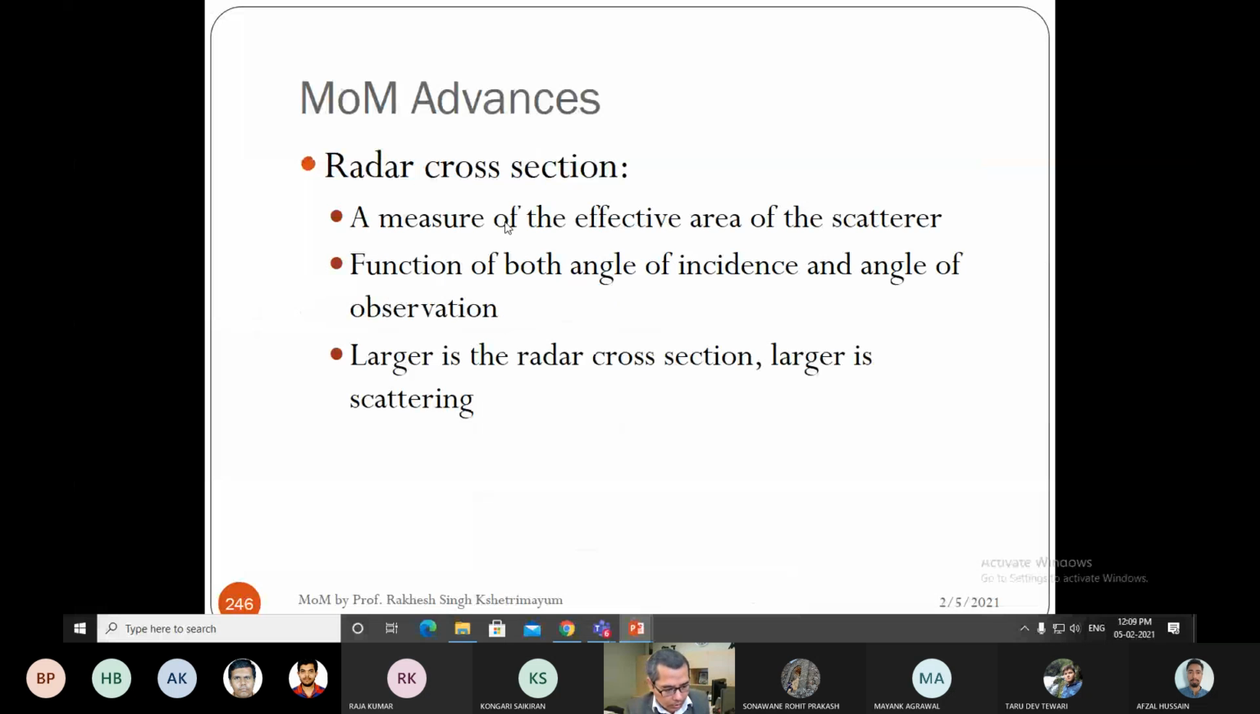So we'll discuss the radar cross section. I started yesterday. It's basically a measure of the effective area of the scatterer. Once you know the radar cross section, you know how much is scattering from the surface or volume area. It's a function of both the angle of incidence and the angle of observation. If you have a different value of angle of incidence and angle of observation, the radar cross section is going to change. So it's a function of both the angle of incidence of the wave and the angle at which you are observing the scattering. Larger the cross section, larger the scattering.